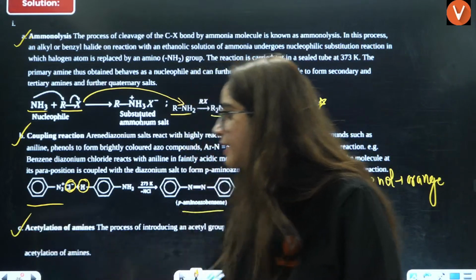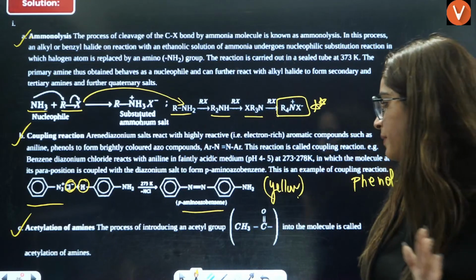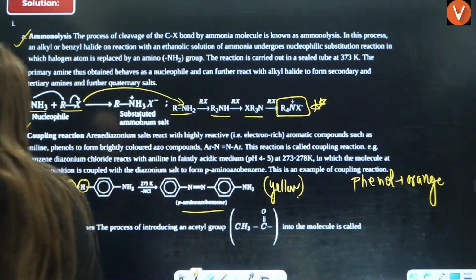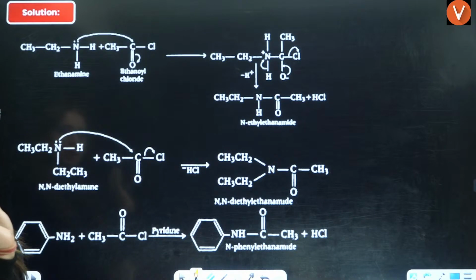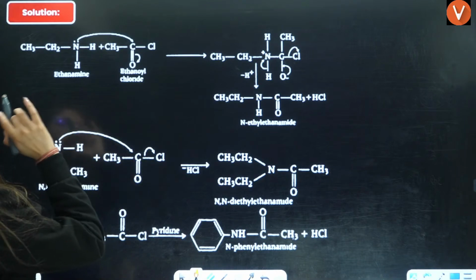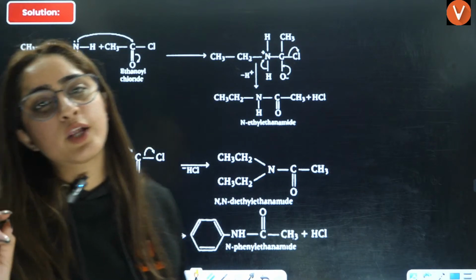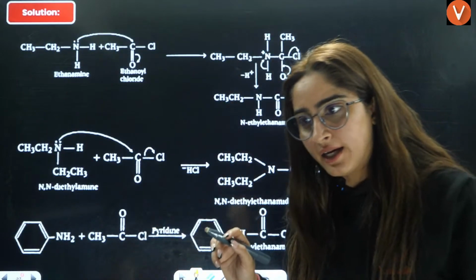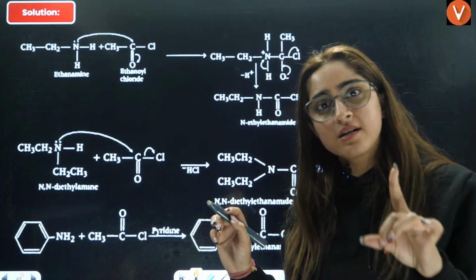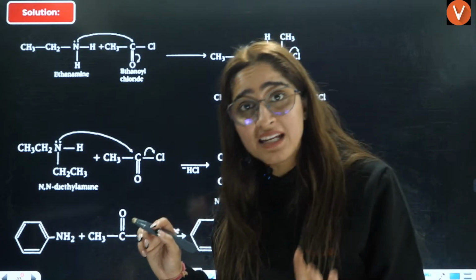Okay? Third is acetylation of amines. So basically in acetylation, you add the CH3CO group. Let's say they are talking about amines here. We are going to do acetylation. For acetylation, either you add acetyl chloride or you add acid anhydride. What I am saying is, either add acid chloride or acid anhydride.